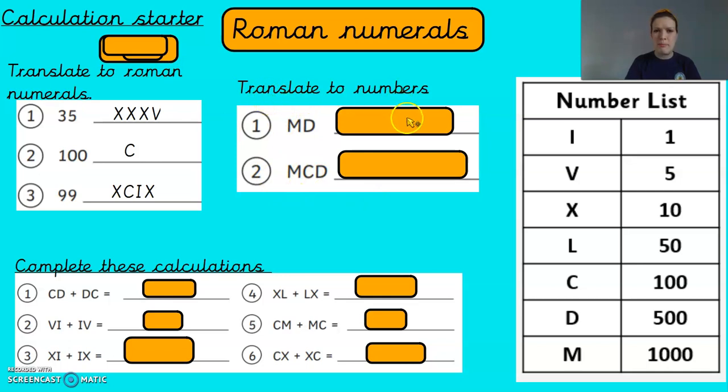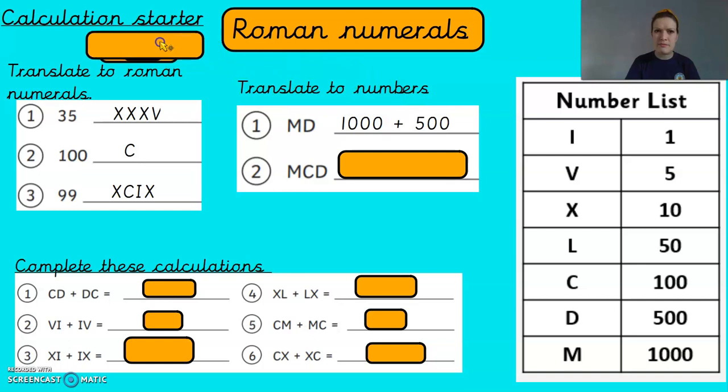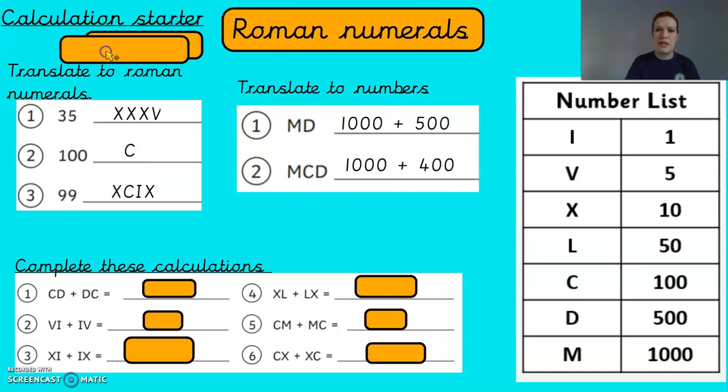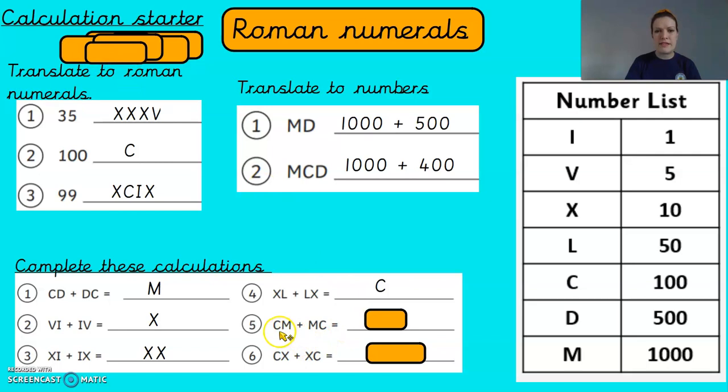And then translate to numbers, so MD is 1000 add 500. Then MCD is 1000 add 400. And then at the bottom we have got some calculations to complete. So CD plus DC is M. VI and IB is X. XI and IX is XX. XL add LX is C, and then CM plus MC is MM, and then CX plus XC is CC.